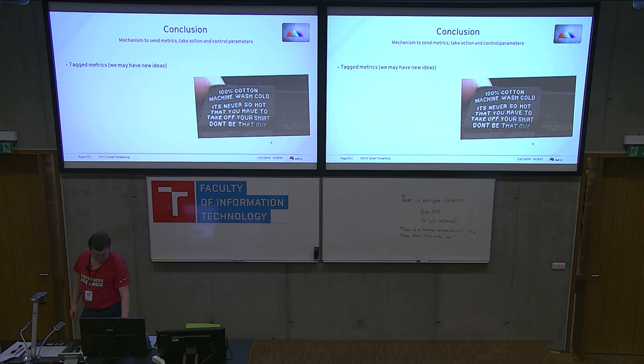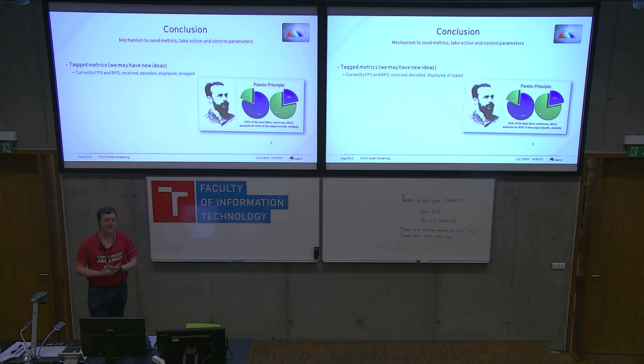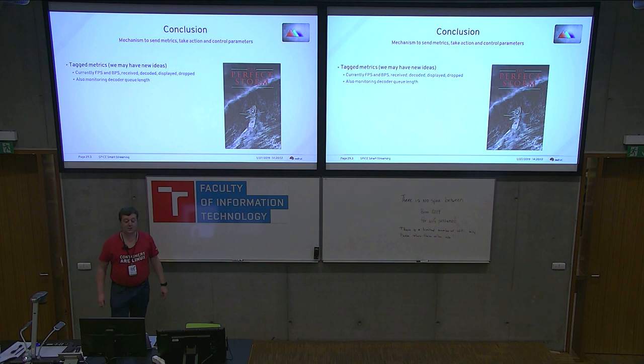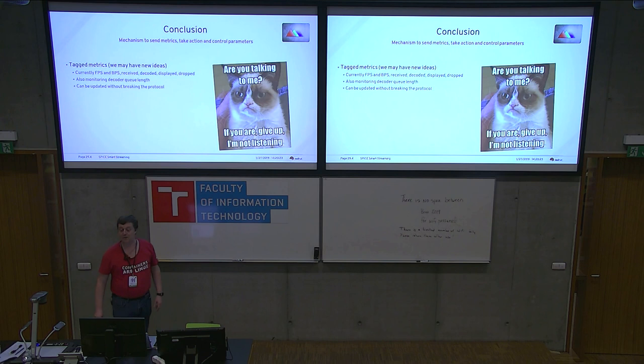So currently, the implementation basically records frames per second and bytes per second for four categories, which are received, decoded, displayed, and dropped. And I'm out of time. It also monitors queue length, because the queue length case was the perfect storm when everything was wrong on the client. But this can be updated without breaking the protocol, because there is a rule, which is if you send a tag you don't recognize, you just ignore it. And it should still work.